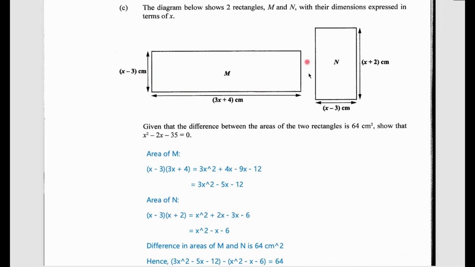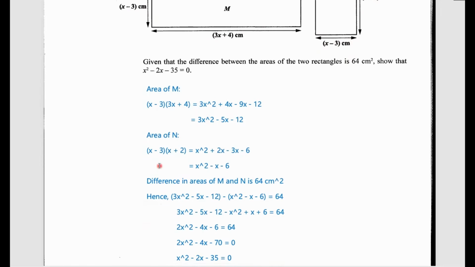And then let's find the area of N. Again, length by breadth. It'll be x minus 3 by x plus 2. And x by x is x squared. x by 2 is 2x. Minus 3 by x is minus 3x. Minus 3 by 2 is minus 6. This will give me x squared minus x, because 2 minus 3 is minus 1, minus 6.